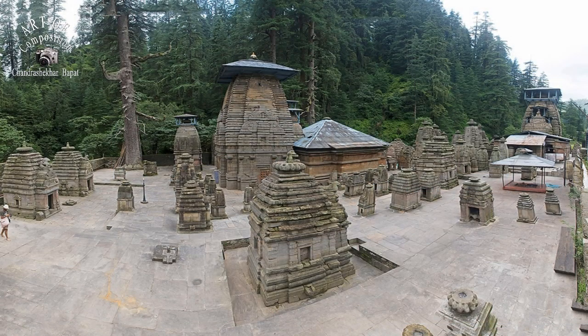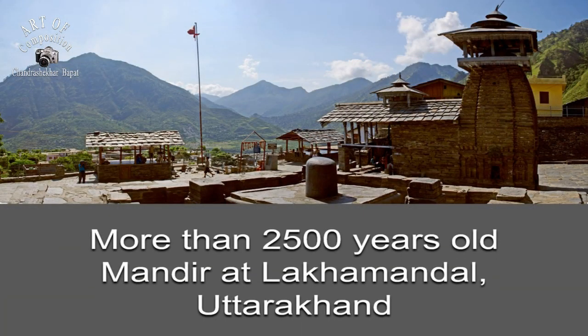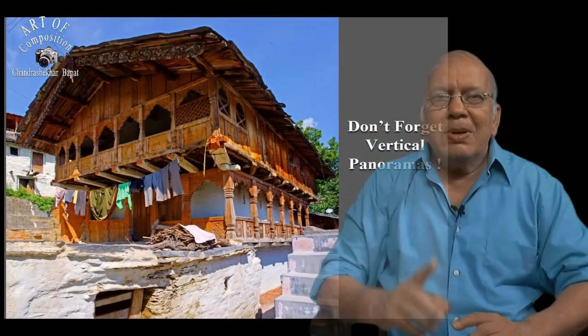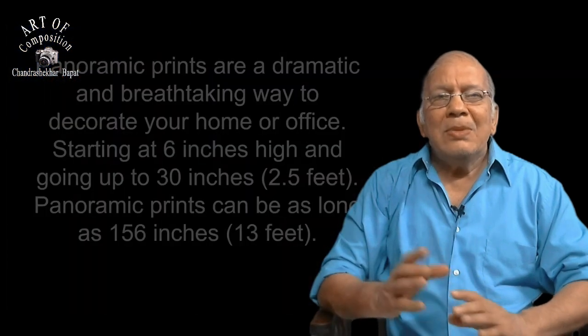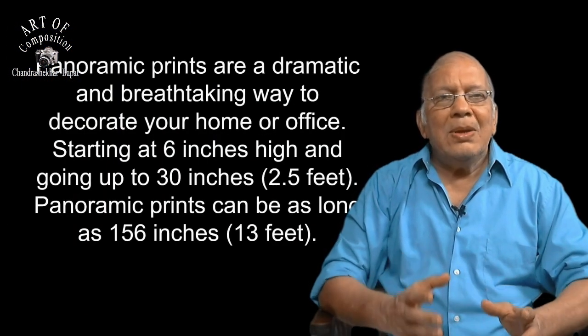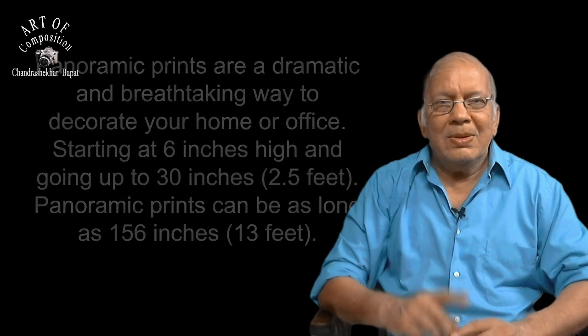The photo we are looking at now is a panoramic photo, a composite of 9 photos. This is one of the 12 Jyotirlingas. The Jyotirlinga is located at Darukavan in Himalayas named Nageshwar. This panoramic photo is of a 2500-year-old temple at Lakhamandal in Uttarakhand. When taking a panoramic photo, do not forget to take a vertical panorama as well. I think panoramic prints are a dramatic and breathtaking way to decorate your home and office.